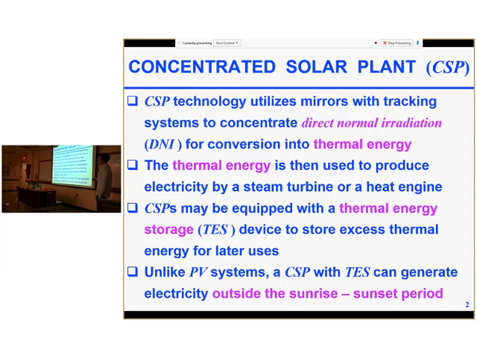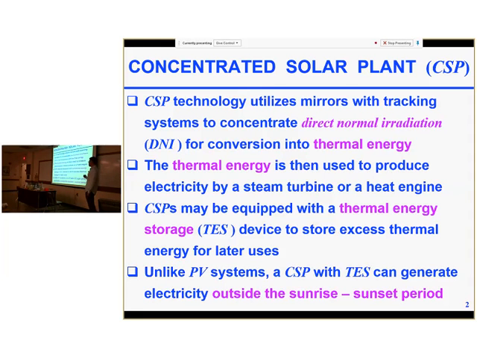The CSP technology utilizes mirrors with tracking systems to collect the direct normal irradiation of the sunshine, and the CSP will collect solar energy into thermal energy. The thermal energy will be used to produce electricity in the steam turbine or heat engine. Some of the CSP are equipped with thermal energy storage, which can store some thermal energy for later use. So unlike the PV system, a CSP plant with thermal energy storage can generate electricity outside the sunrise to sunset periods.